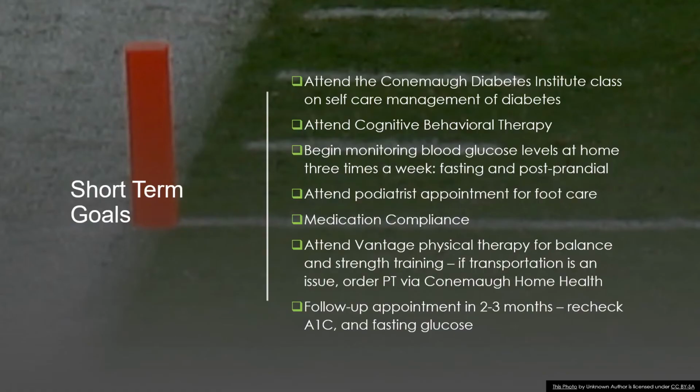Short-term goals. The best medicine is that which is administered. In order for these interventions to work, the patient has to attend. Short-term goals will be within the next 3 months attending the Conemaugh Diabetes Institute and going through the class on self-care management. A big goal is also attending cognitive behavioral therapy to be able to get a handle on her depression. We also like her to begin monitoring her blood glucose levels at home at least 3 times a week, fasting and postprandial, which is 2 hours after meals.